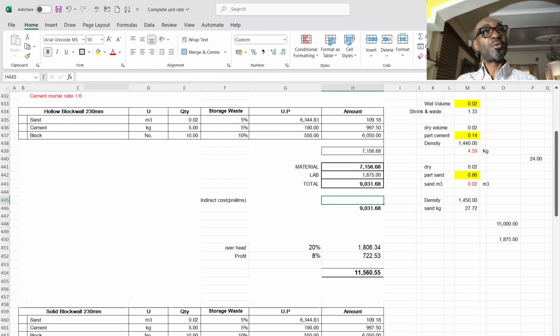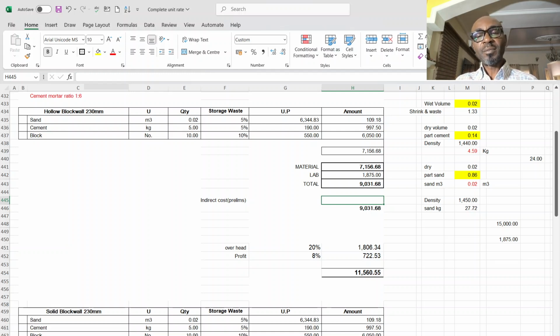The supervisor you're going to leave on site needs a shelter that is going to stay, so you're going to provide accommodation for him. He needs chairs, some office chairs to sit on site, maybe a computer, and a dispenser for drinking water and all of that. So all of that falls within the indirect cost.